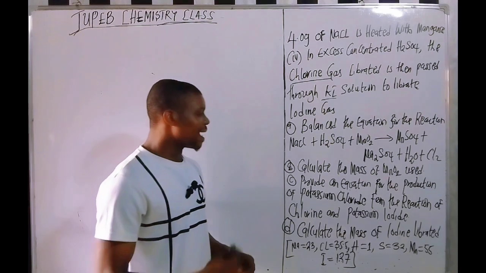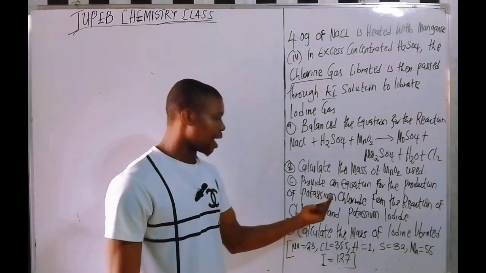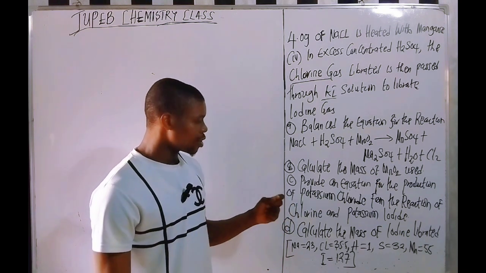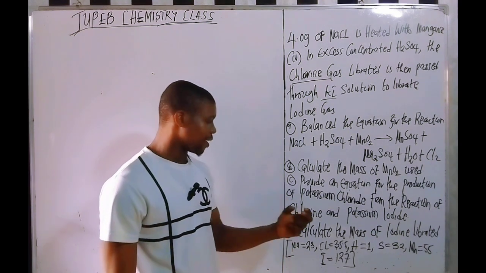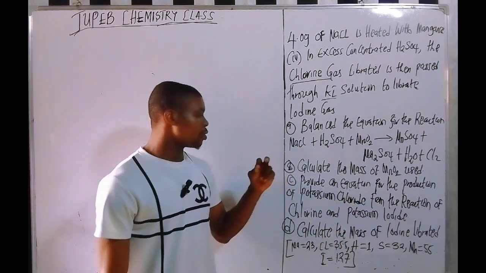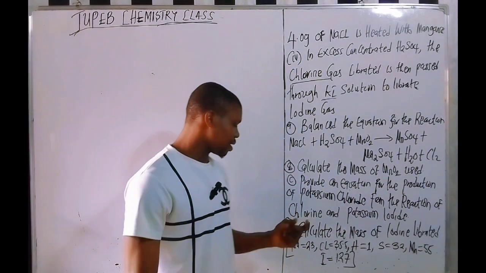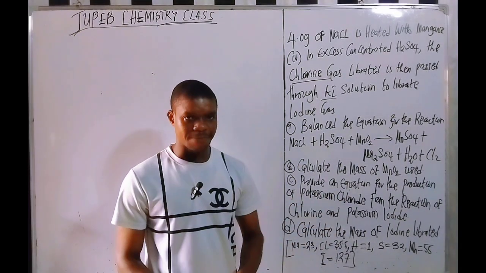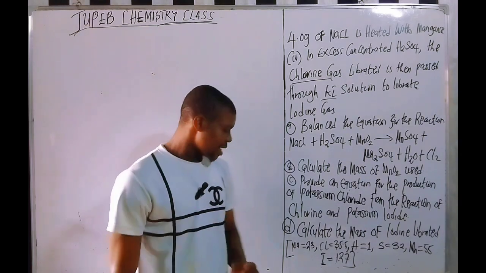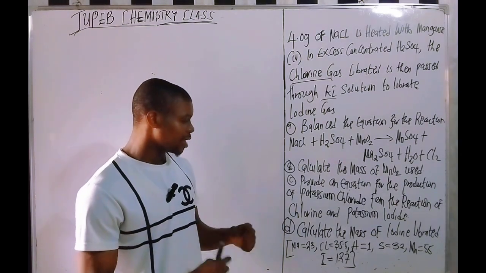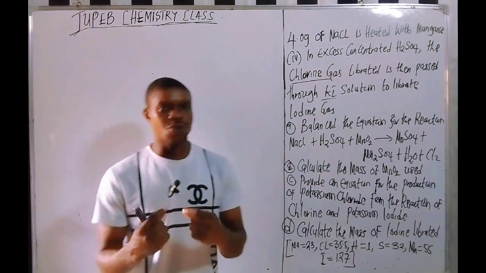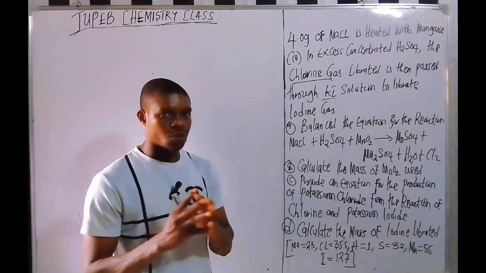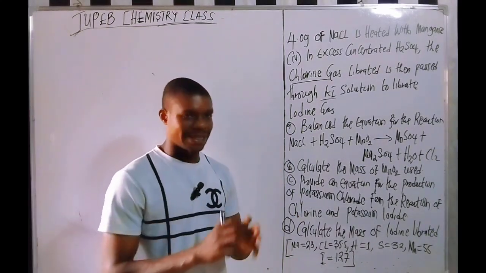Now C says provide an equation for the production of potassium chloride from the reaction of chlorine gas and potassium iodide. So here you want to write the reaction between chlorine gas and potassium iodide to produce potassium chloride. You see how technical the question is. Then D, the last one, says calculate the mass of iodine liberated. As we move on, I'm going to show you step by step how to do that. But therefore, let's balance the chemical equation first.